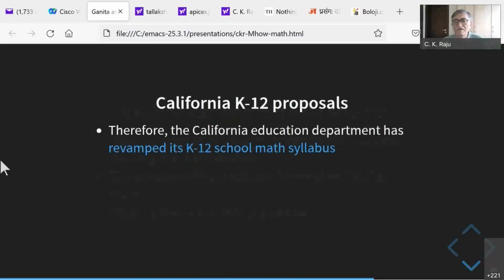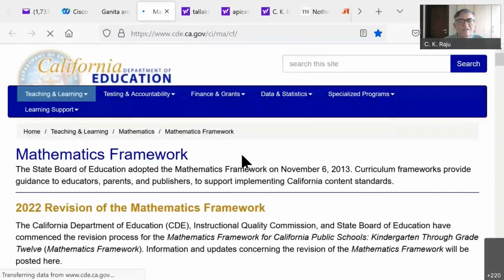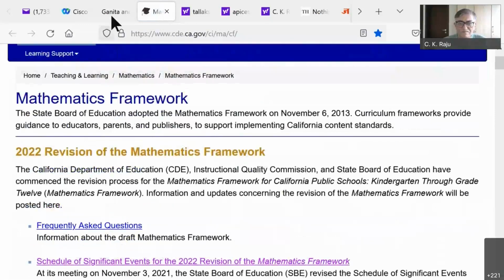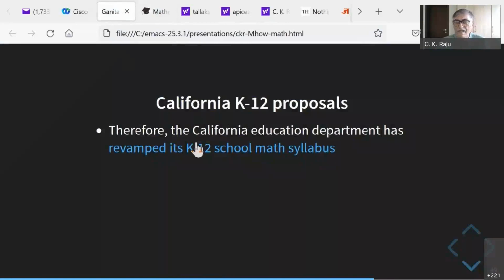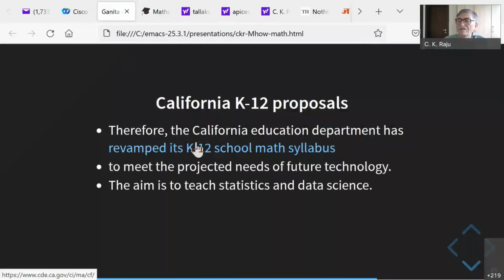And so therefore, the California Mathematics Department, Education Department, has proposed a revamped mathematics syllabus. It is here. You can take a look at it. This is the new mathematics framework proposed by California. And now I cannot go into it, of course, it's so many pages. The point is, it is supposed to meet the projected needs of future technology, supposed to prepare people.